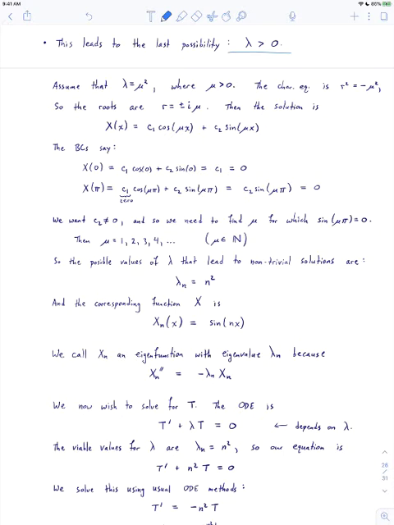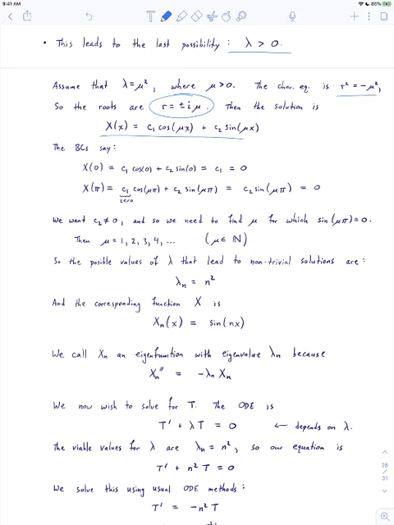So the characteristic equation is r squared equals minus mu squared. So that means r is plus or minus i times mu. It's purely imaginary. So the general solution is given in terms of cosines and sines. So capital X of lowercase x is equal to c1 times cosine mu x plus c2 times sine of mu x.